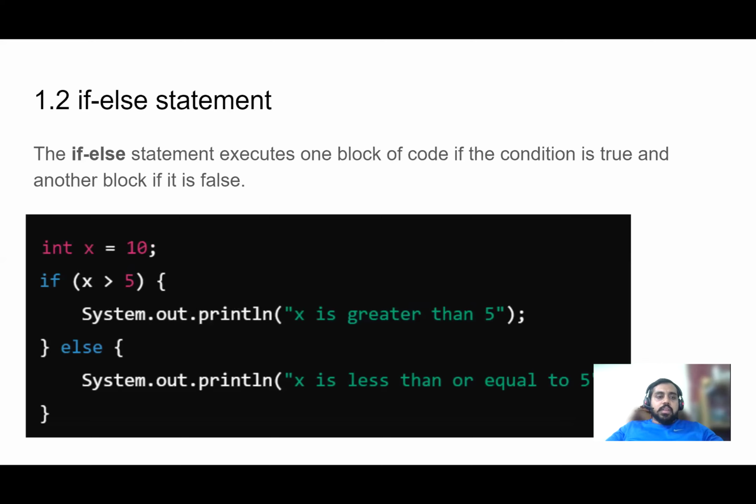Let's see what is if else. The if else statement means it will execute one block of code if the condition is true, and another block of code, the contrary block of code, if the condition is false. Suppose we come to an example: int x is equal to 10 here. If x is greater than 5, it will print x is greater than 5. Else, it will print x is less than or equal to 5. The else block will print.